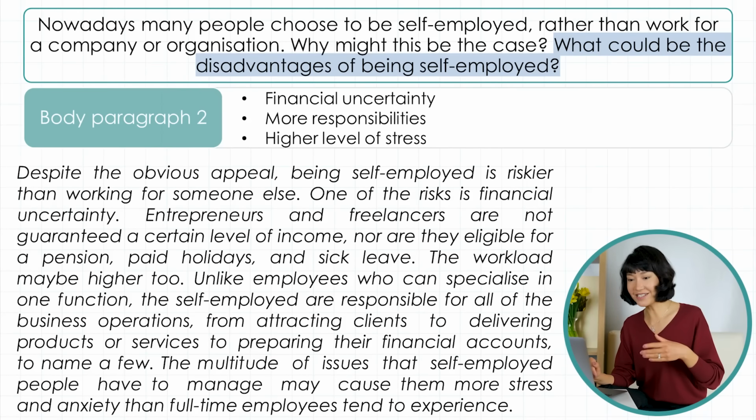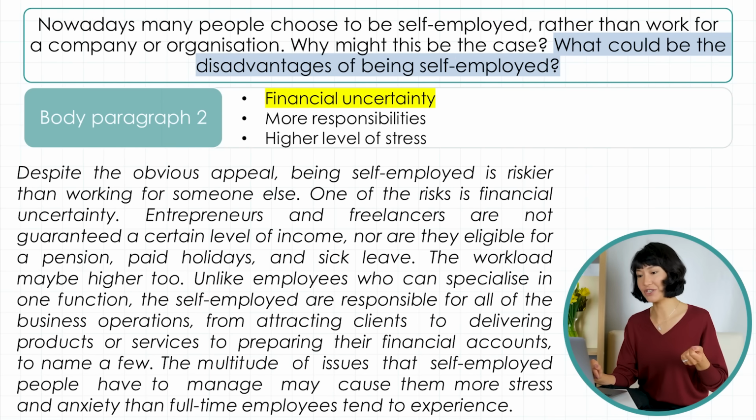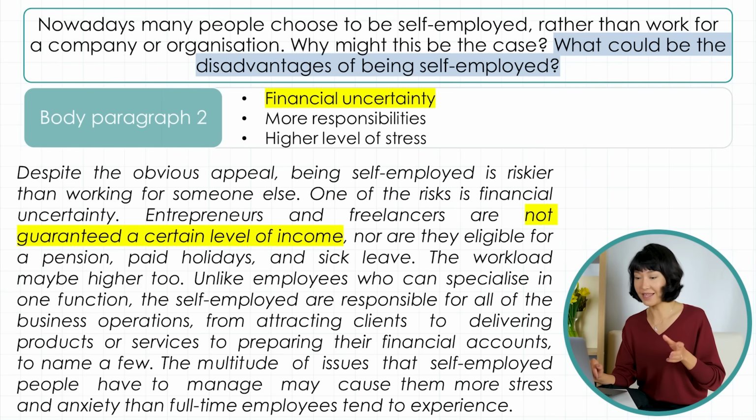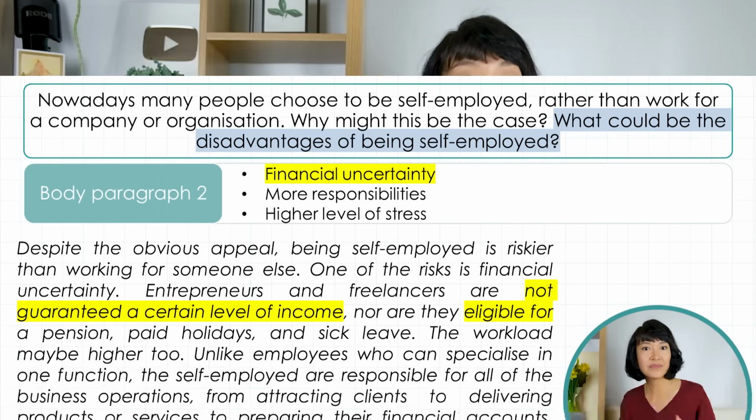Look at this from paragraph 2 again and notice the sophistication of the word combinations. The adjective noun of financial uncertainty, the verb noun phrase of not guaranteed a certain level of income, and the adjective preposition of are not eligible for. Examiners are not looking for some big fancy words from you, but they do look at how you use words and how you combine them to convey precise meaning.